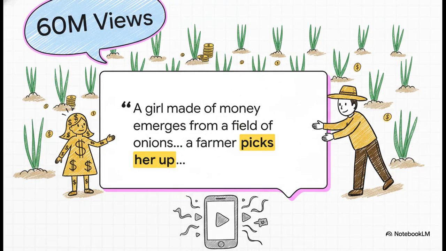So you're probably asking, what kind of video actually gets 60 million views? Well, it's stories like this one. I know, it sounds a little strange, but it's the beginning of a story that went massively viral. And here's the really wild part. The story, the visuals, even the voice, it was all created with AI.